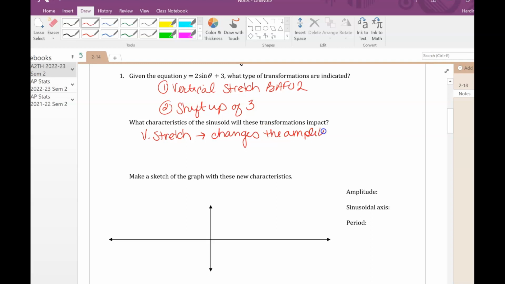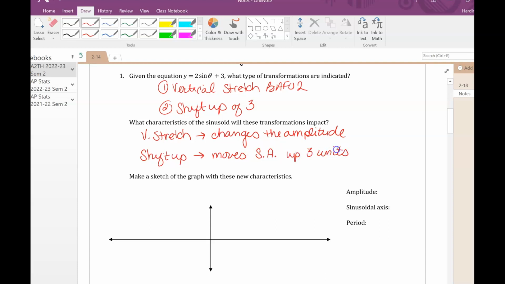The shift up 3, well, it moves everything up 3, but we're going to specifically talk about the center, because if we know where the center is, then we can find everything else. So the shift up moves the sinusoidal axis up 3. And we're going to abbreviate that here, SA.